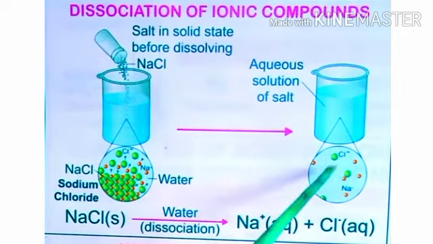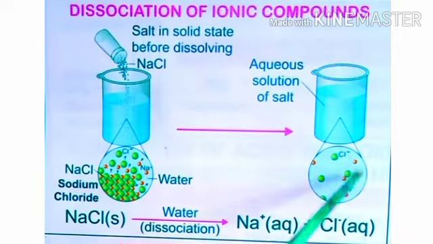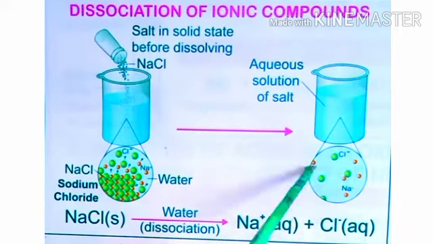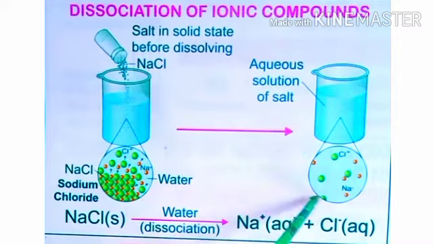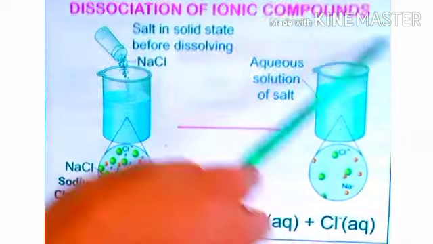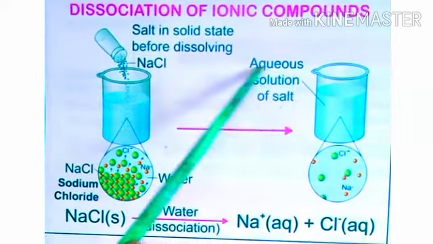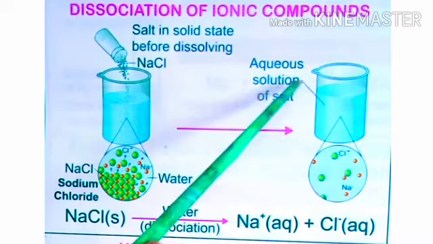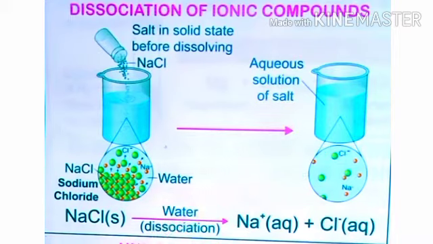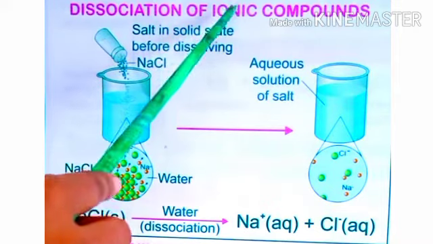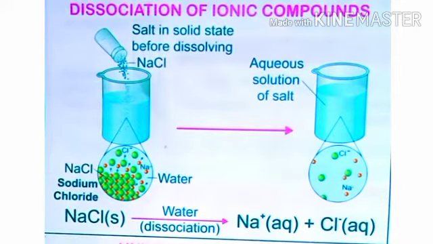Here you can see in this second diagram, these chloride and sodium ions get separated because of the water molecules, and such a solution is known as an aqueous solution of NaCl or an aqueous solution of any salt, and this is known as dissociation of ionic compound. During the dissociation, the ionic compound gets dissociated into positive and negative ions.